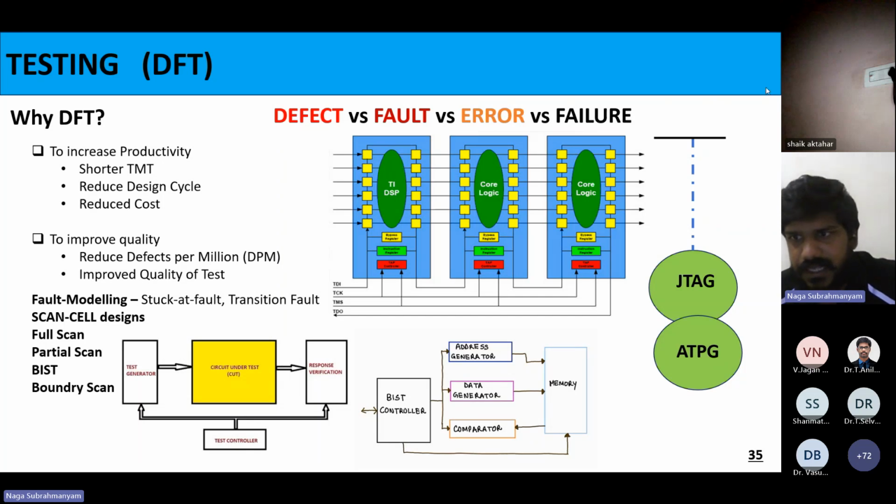So here the major protocol is JTAG, Joint Test Action Group. There is an ATPG also. This Joint Test Action Group puts the test pattern on the pin level using an ATPG. ATPG is nothing but an automatic test pattern generator. It will generate the pattern that will be put on the pins. So I know this much about testing because I'm not a testing guy. So that is the point.